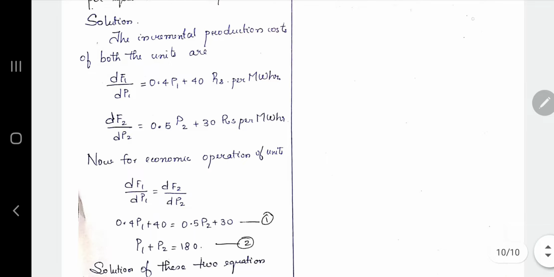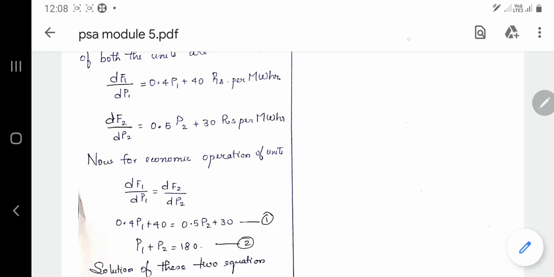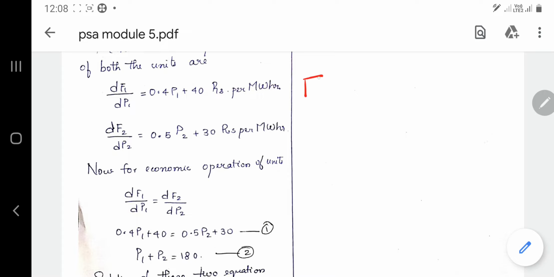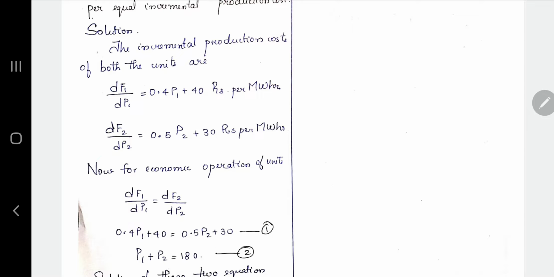Solution. The incremental production costs of both units are given by, how can we find the incremental cost of production? It can be found by differentiating the F1 and F2 values. So df1 by dp1 is equal to, you can just take the differential and find this equation. Similarly, df2 by dp2 is equal to this much. This is obtained by differentiating the F1 and F2 equations.